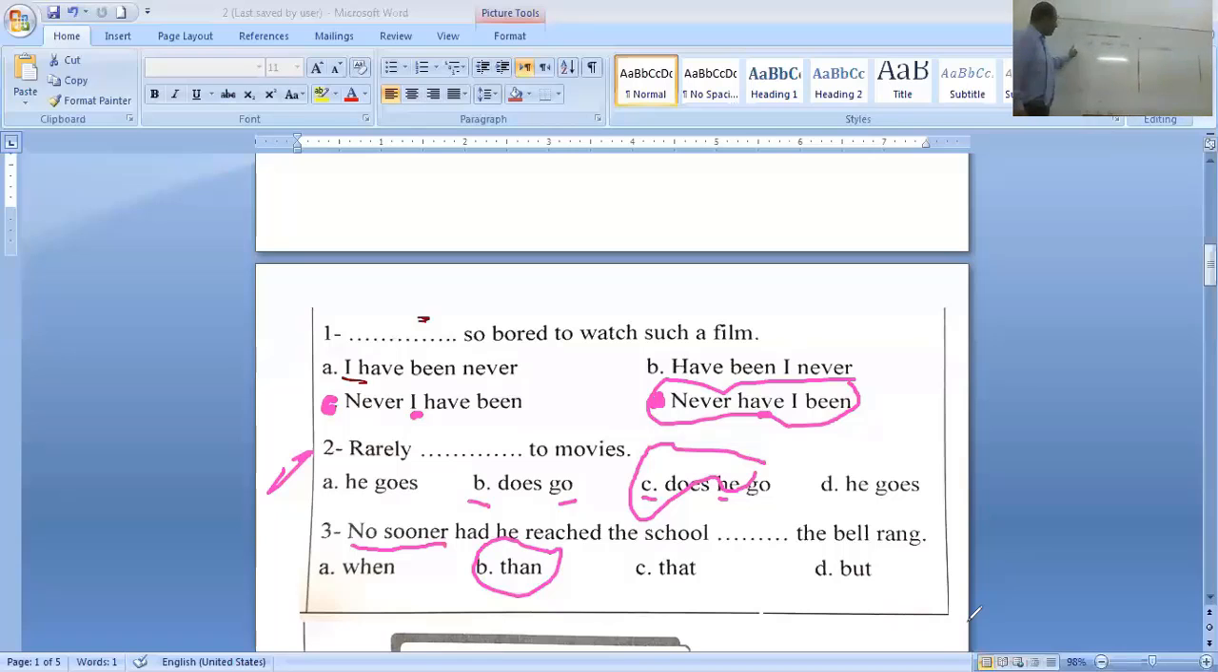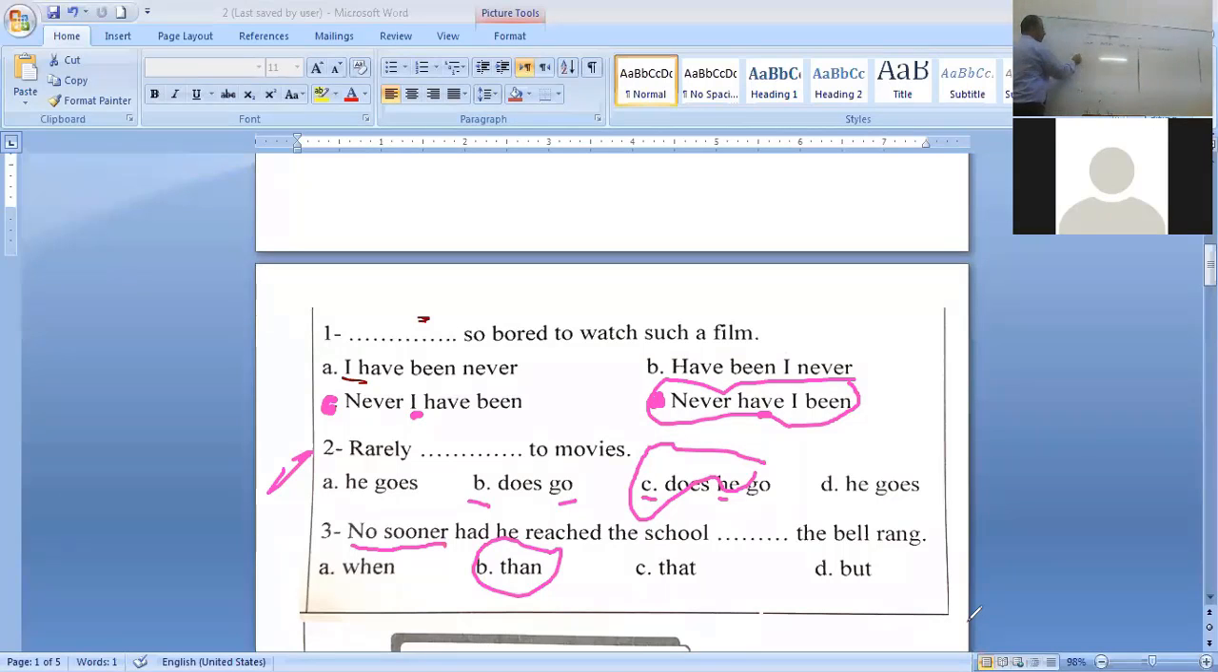Invert. I have never been. I, number one, have, number two, never, number three. Subject, auxiliary, and adverb. As we said, the correct order will be 3, 2, 1. Adverb, never, auxiliary, have, subject, I. And then there is all the sentence. Never have I been. Never have I been.